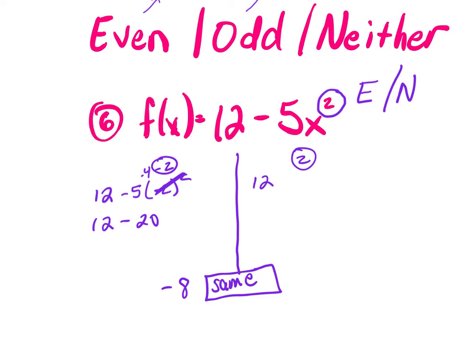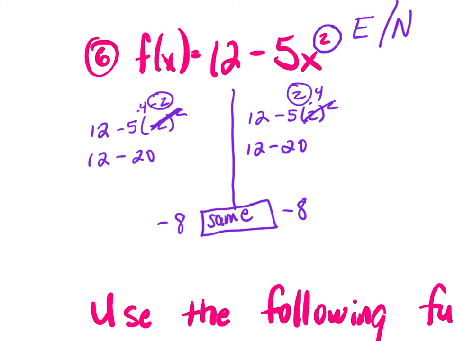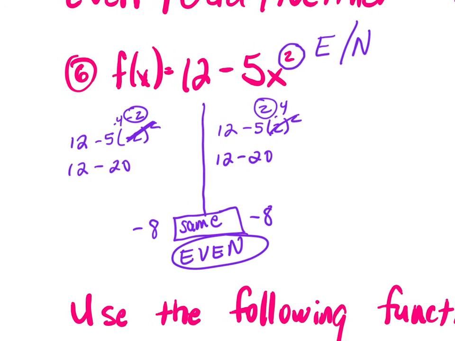So over here I'm going to plug in positive 2. So 12 minus 5 times 2 squared. 2 squared is 4. 4 times 5 is 20. So 12 minus 20 gives me negative 8. Are negative 8 and negative 8 the same? Yes? So this function is even. If you just left it and told me that they're the same, okay, great. But you have to tell me if it's even, odd, or neither. So if you just told me they were the same, I took off some points.